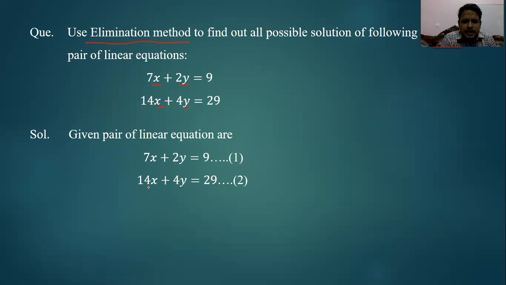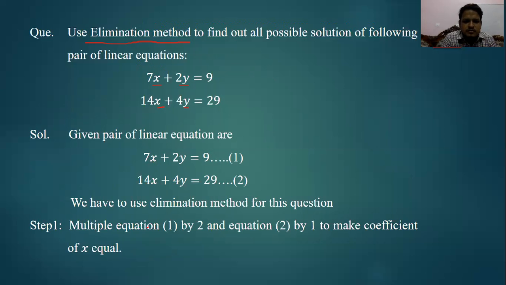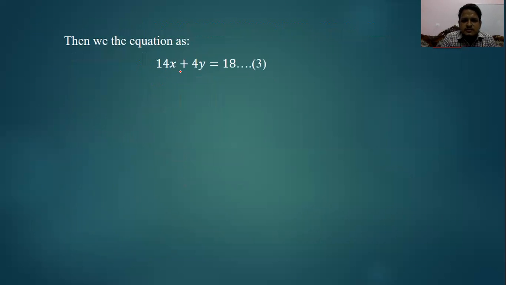Now we want to make the coefficient of either x or y equal. So we will multiply equation 1 by 2 and equation 2 by 1. We have to use the elimination method for this question. So we multiply equation 1 by 2 and equation 2 by 1 to make the coefficient of x equal. So we get 14x plus 4y equal to 18 and 14x plus 4y equal to 29.